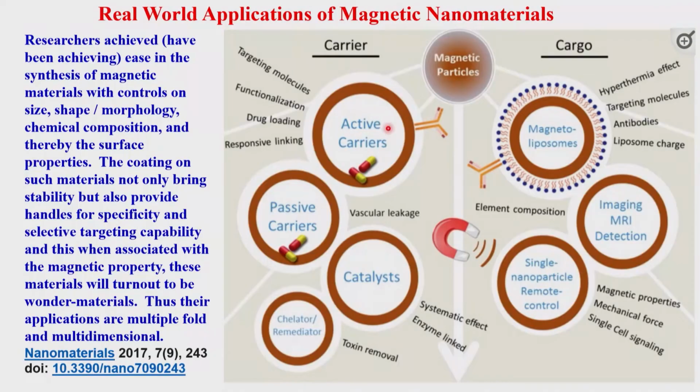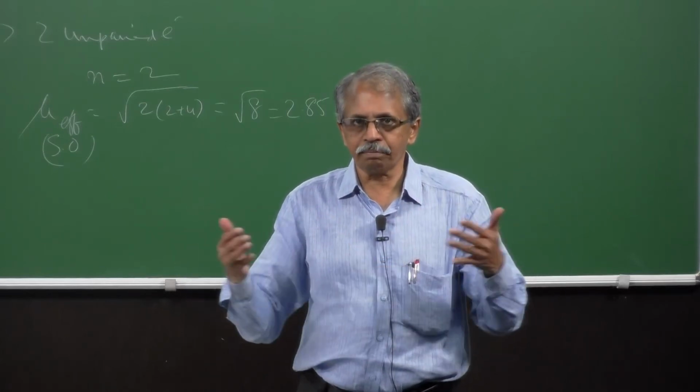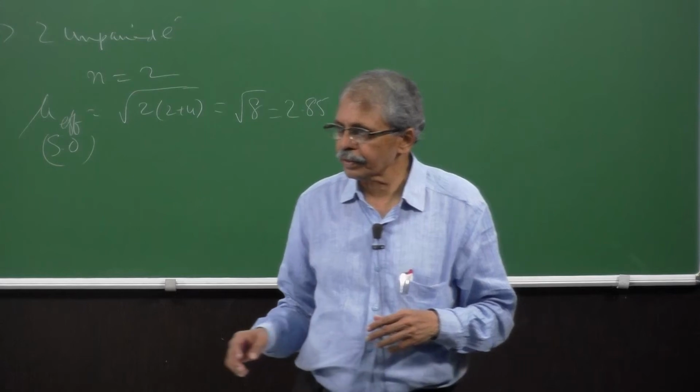So some applications in terms of the carrier and delivery are shown here. You can sit and read those, not a big deal there. Active carriers, passive carriers, catalysts, chelators, remediators, etc., magnetoliposomes, MRI, and single nanoparticle. So a huge variety of applications are possible. This is just the tip of the iceberg, but a huge number of different applications are there. So one can use these magnetic nanoparticles, magnetic materials, combined magnetic materials, for a huge range of applications.